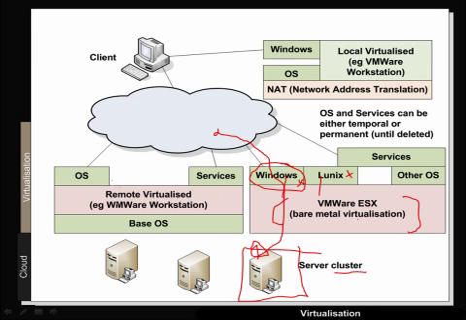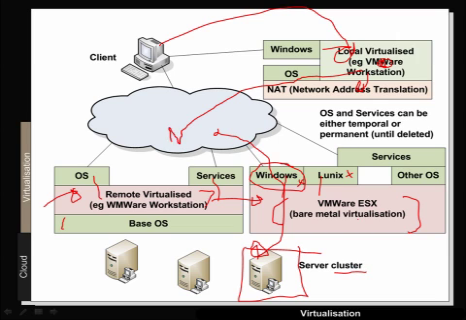We can also have our virtualization done where we have a base operating system and then we install our VM image on top of this and then run our operating systems and services. This method obviously has an overhead compared to the previous method. And then we can also have our own localized VM image where we have our base operating system and then we run our VMware image and it uses network address translation to be able to communicate with the outside world.